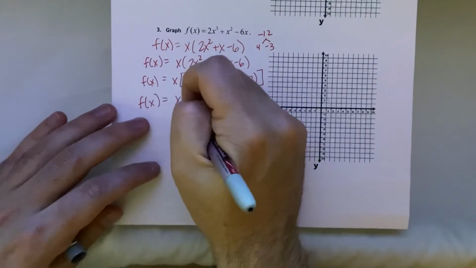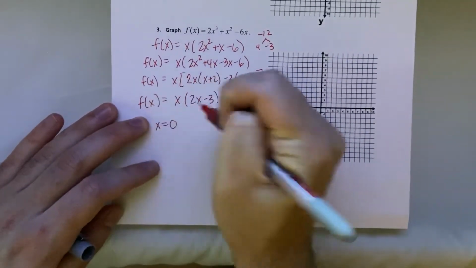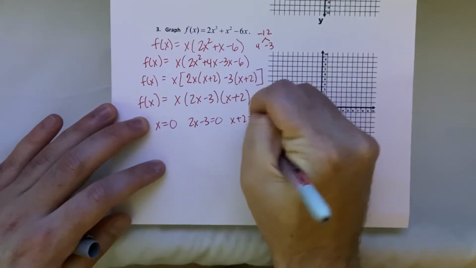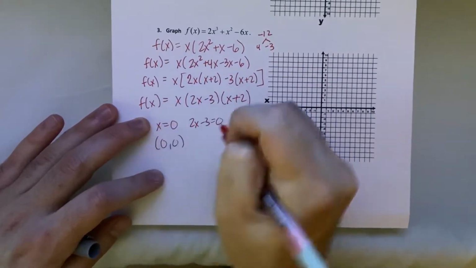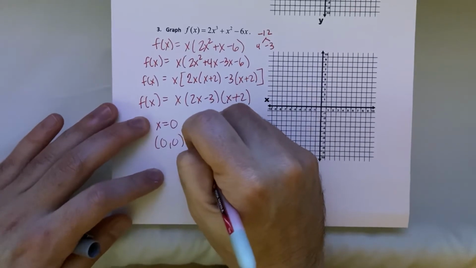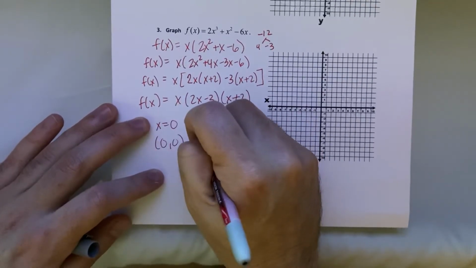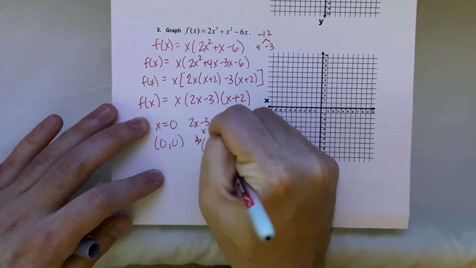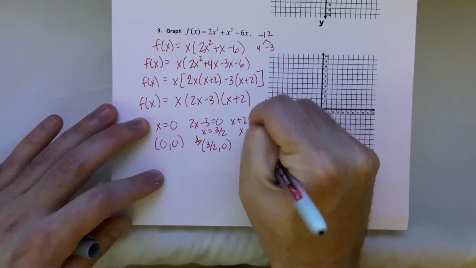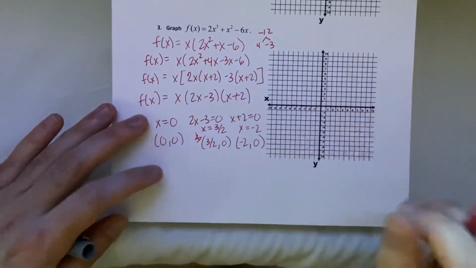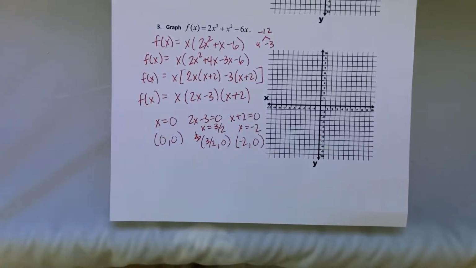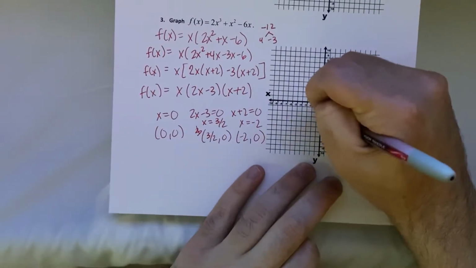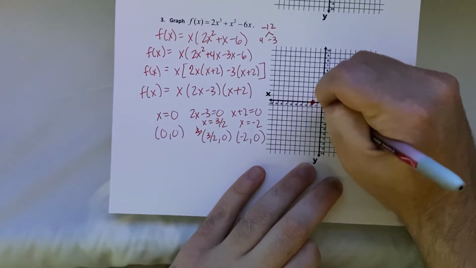So what does that mean? When I set them all equal to 0, I get x equals 0, 2x minus 3 equals 0, and x plus 2 equals 0. It's the point 0, 0. This is x equals 3/2, which is the point 3/2, 0. X equals negative 2, so negative 2, 0. Okay, so I plot those three. I also already have the y-intercept with 0, 0 again. So negative 2, 0, 0, 0.